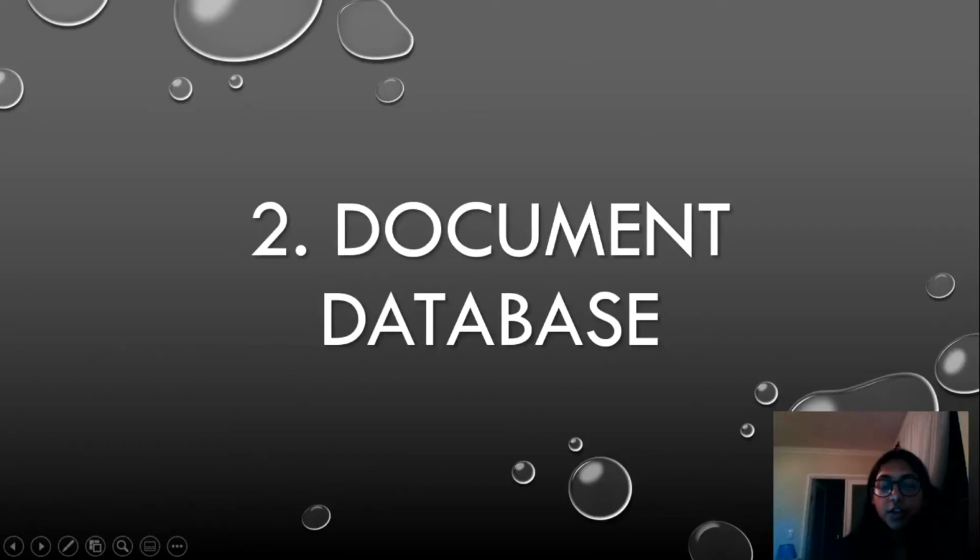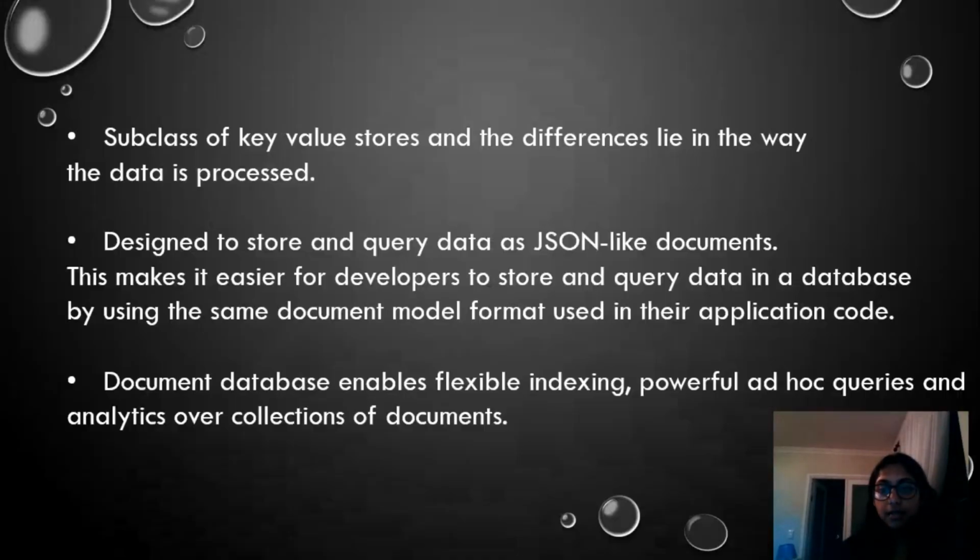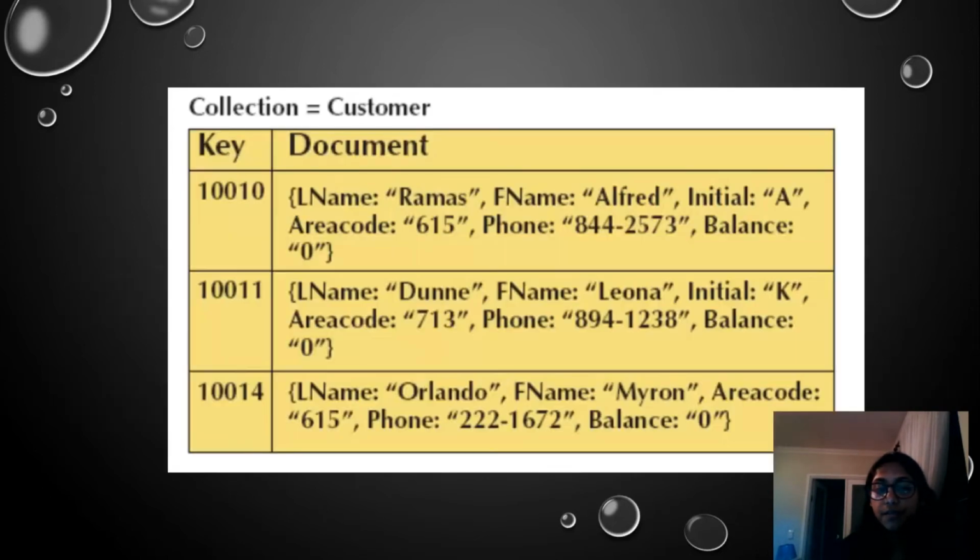The second database for NoSQL is known as a document database. A document database is a subclass of key value stores, and the differences lie in the way the data is processed. It's designed to store and query data as JSON-like documents. This makes it easier for developers to store and query data in a database by using the same document model format used in their application code. Document databases enable flexible indexing, powerful ad hoc queries, and analytics over collections of documents.